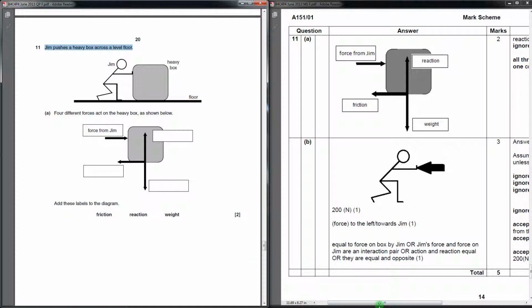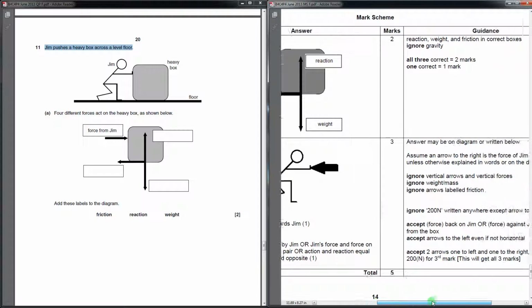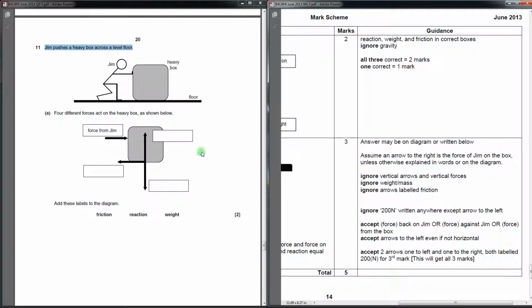Now you might say, well, why are there 2 marks? Well, if you look at the guidance, even though you've got 3 things to fill in, you have to get all 3 correct for both marks, and 1 correct or 2 correct for the 1 mark. So basically, you can afford to make 1 or 2 mistakes. If you get them all wrong, that's 0. Okay.